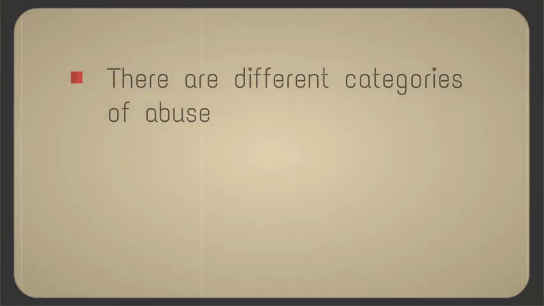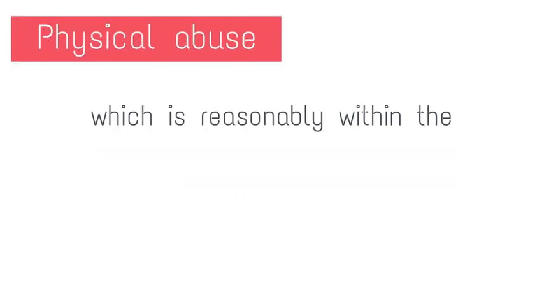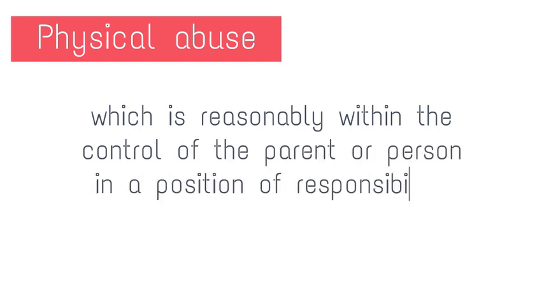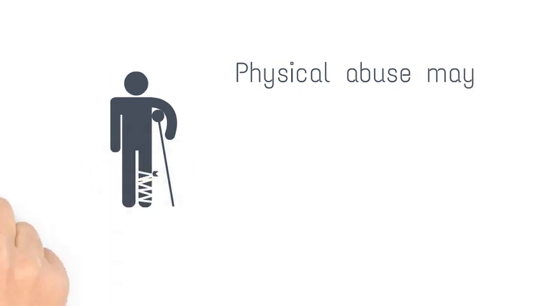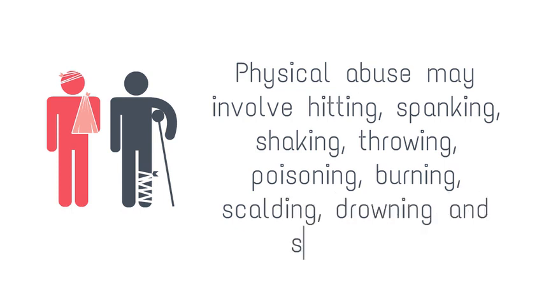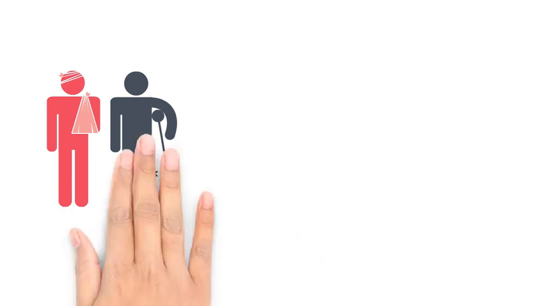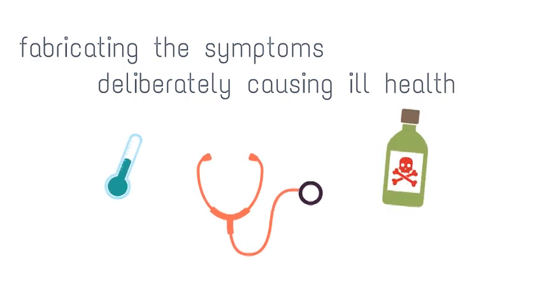The four main categories in our child protection policy are: physical abuse, actual or potential physical harm caused by an action or lack of action, which is reasonably within the control of the parent or person in a position of responsibility, power, or trust. The incidents may be single or repeated. Physical abuse may involve hitting, spanking, shaking, throwing, poisoning, burning or scalding, drowning, and suffocating. It can also mean causing physical harm to a child by fabricating the symptoms of or deliberately causing ill health to a child. Incidents may be single or repeated.